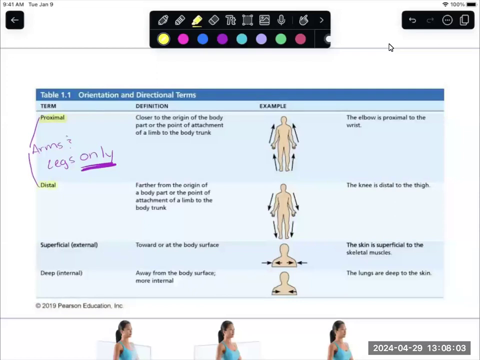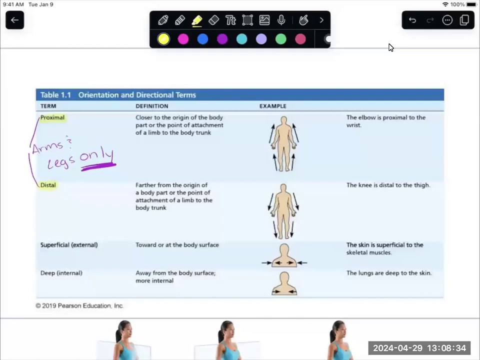Distal. Distal is the exact opposite. So it means it's further away from your trunk. The knee is distal to the thigh. So we're saying the knee is further away from your trunk than your thigh is. Your ankle is distal to your knee. Your wrist is distal to your elbow.